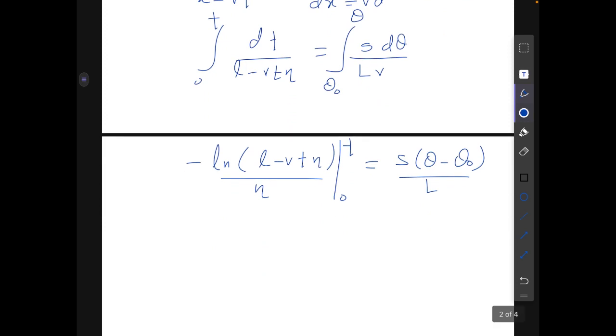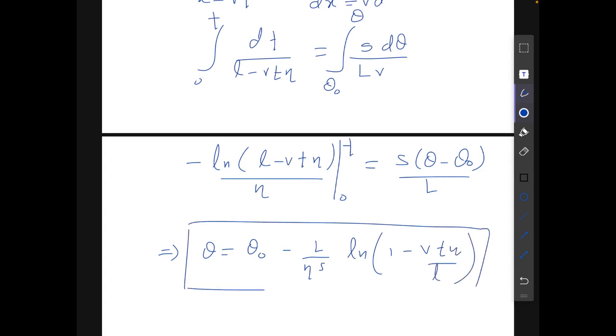So from here, simplifying, what we finally get is theta equals theta naught minus L over (eta S) times ln(1 minus Vt eta over L). So this is the final expression. Thank you.